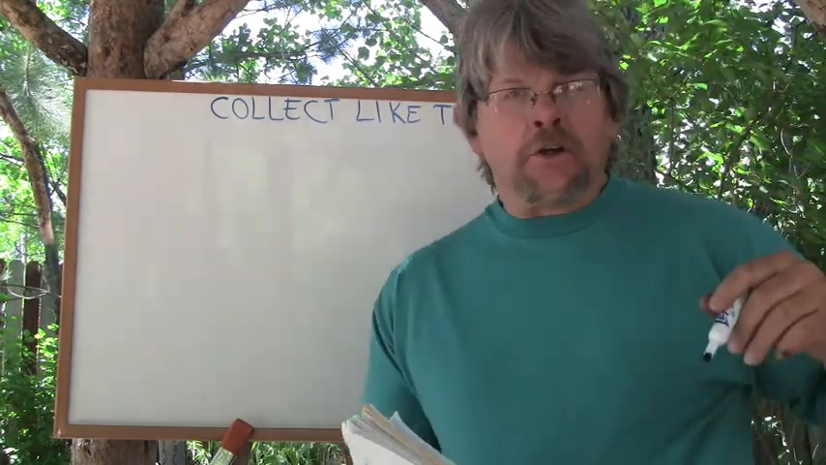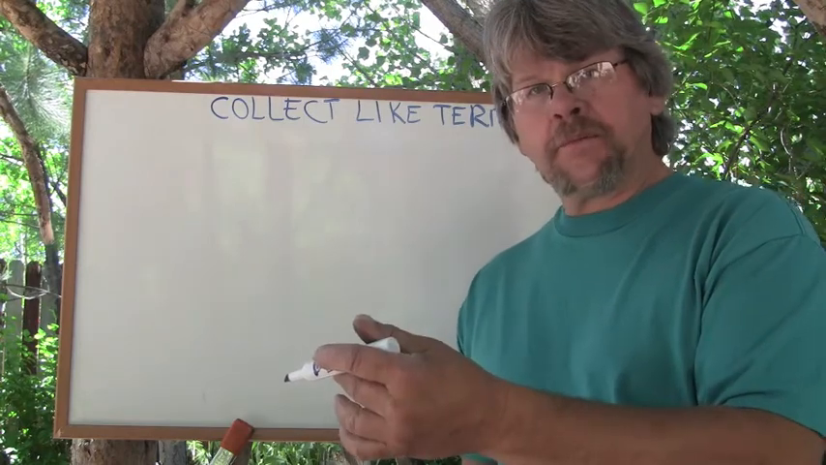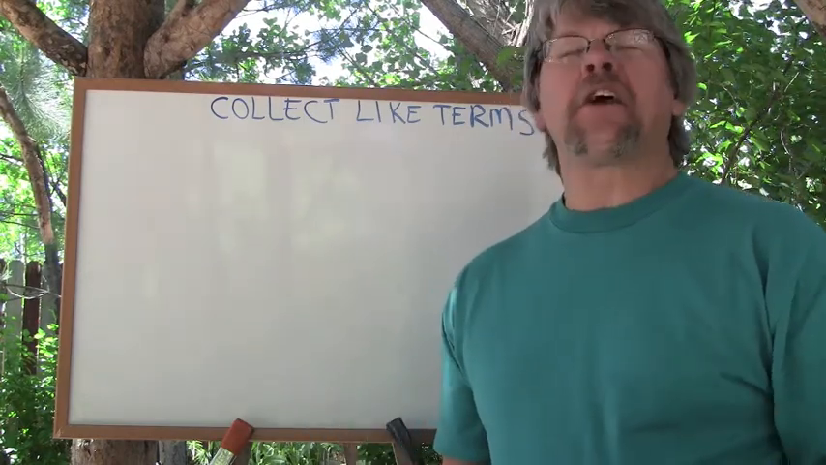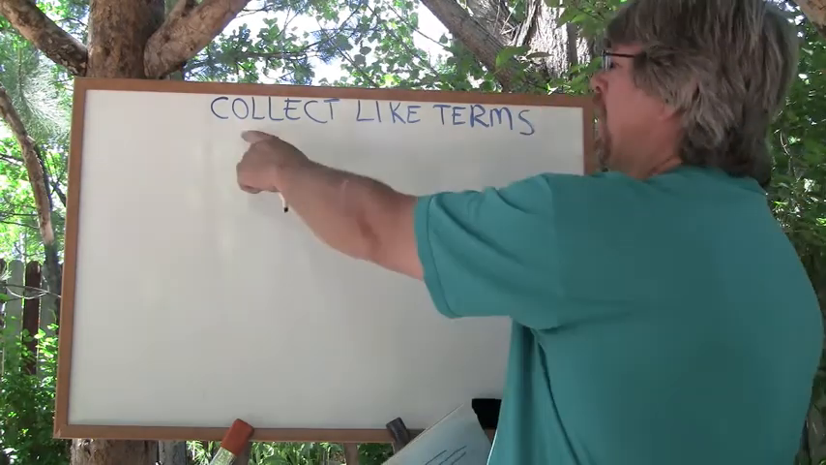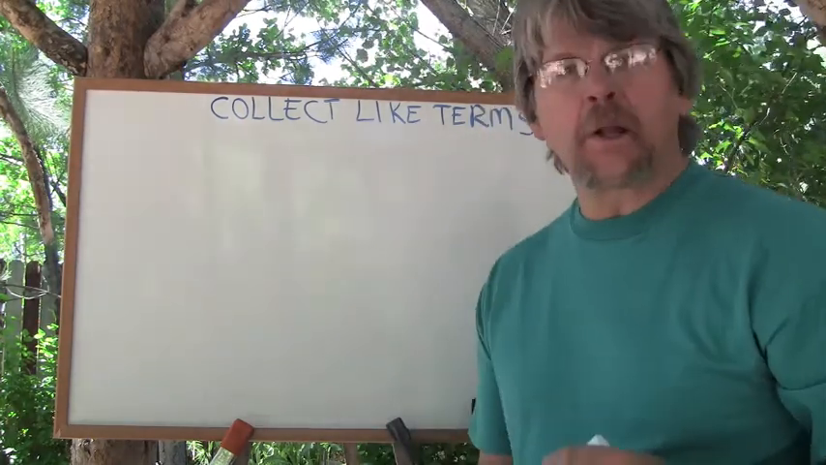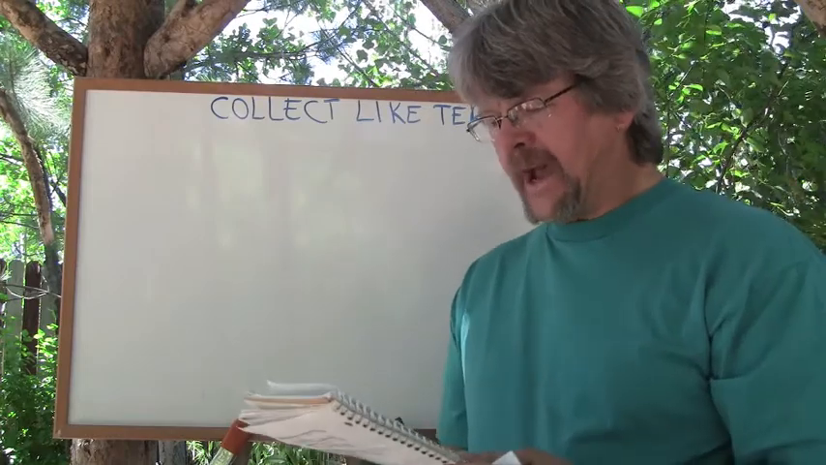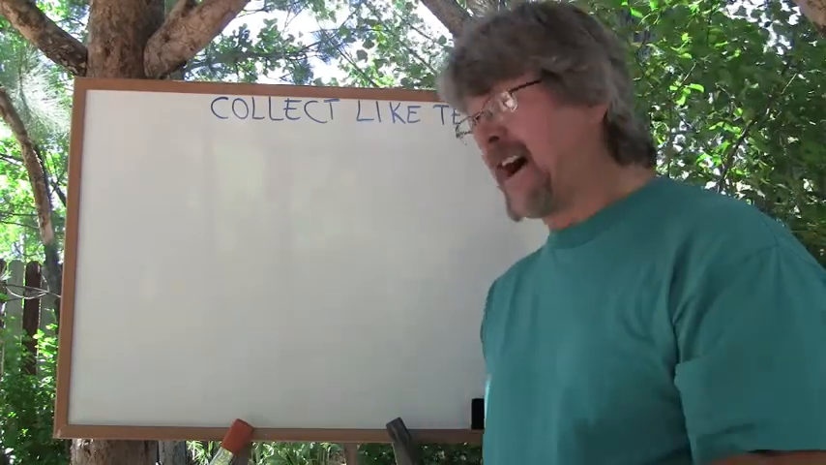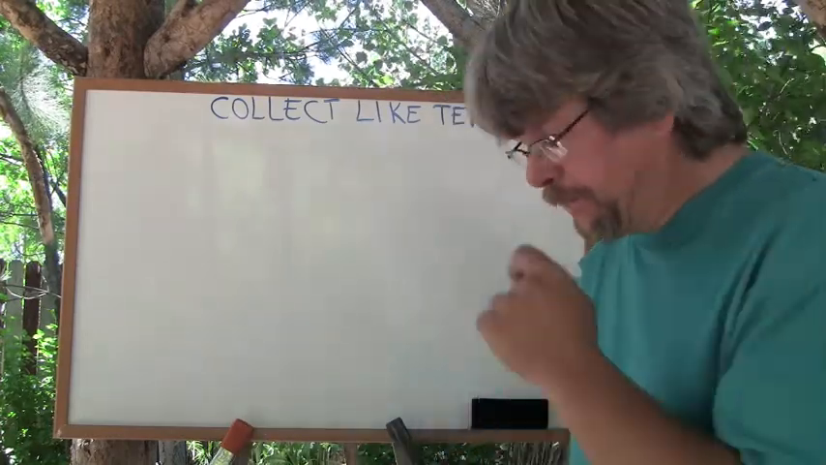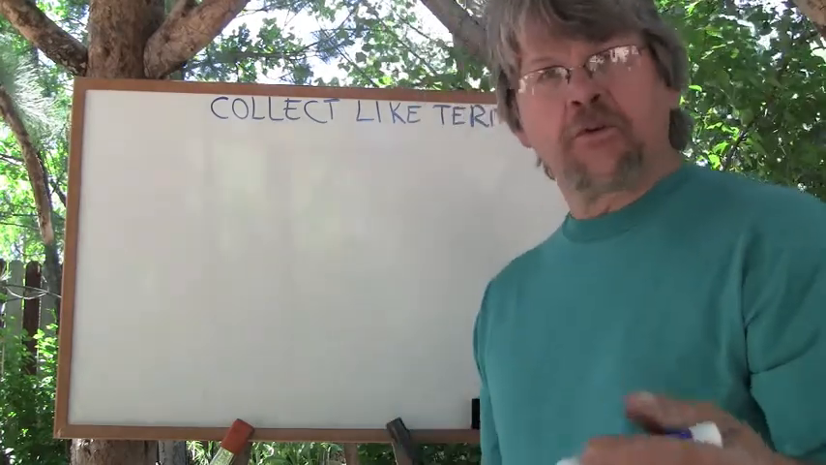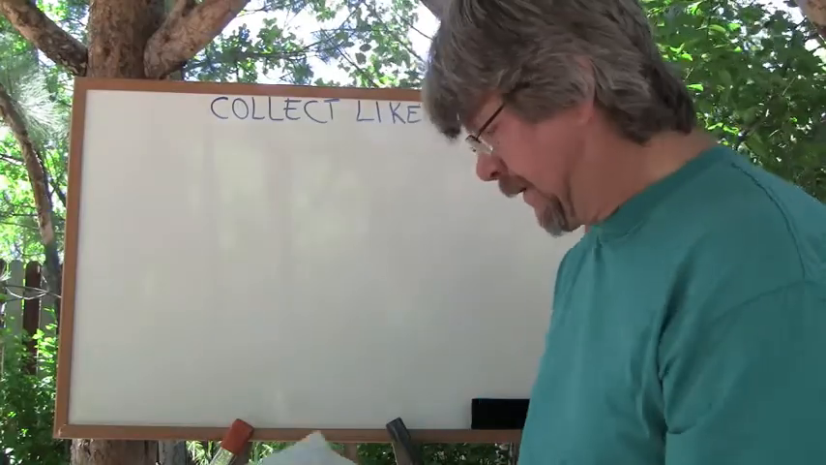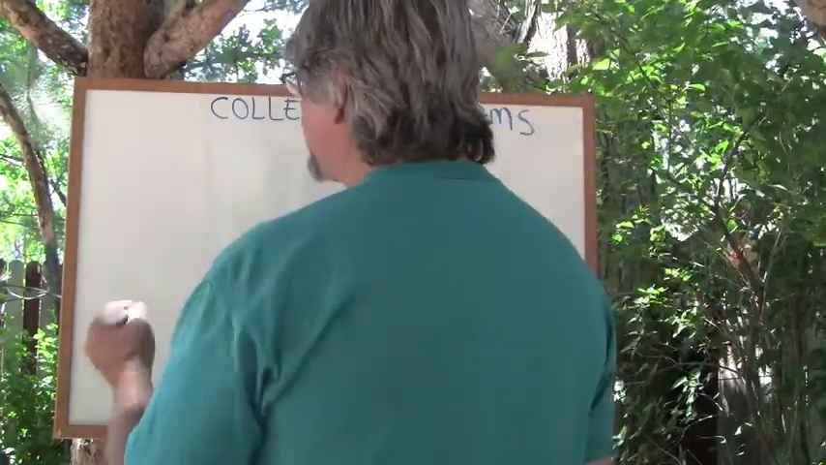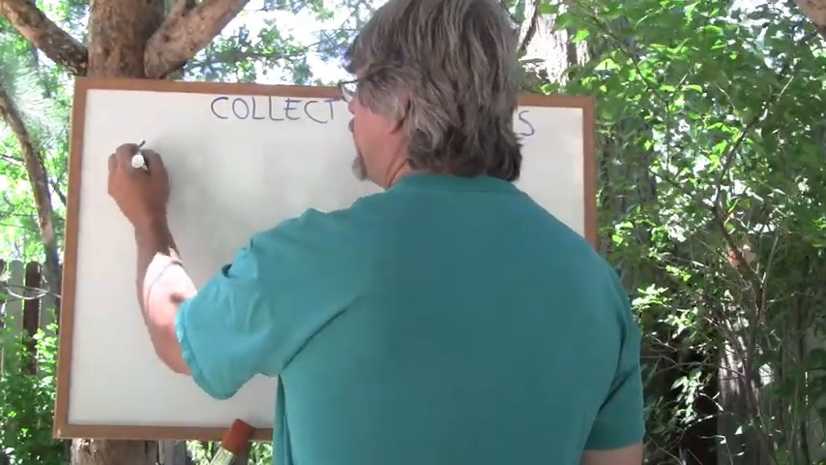Discussing distribution and factoring leads us automatically into the next most important topic in this particular area. We have to learn how to collect like terms. We have to define what a like term is. A like term is something you do like. However, it also means that they are alike. They must be exactly alike.